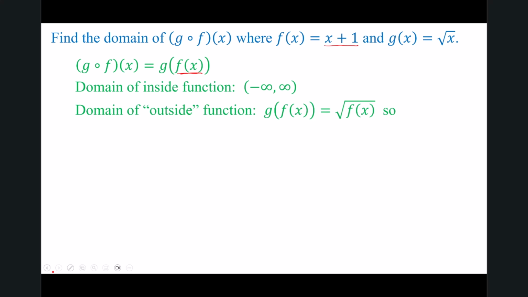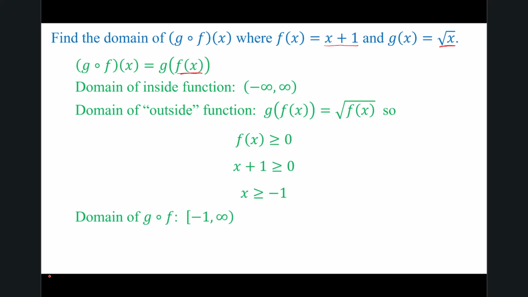So g of x is the square root of x. So we want the square root of f of x. The domain of that is where what's inside the square root is greater than or equal to 0. So we need f of x greater than or equal to 0, or x plus 1 greater than or equal to 0. So x is greater than or equal to negative 1. So our domain of g of f would be negative 1 to infinity.